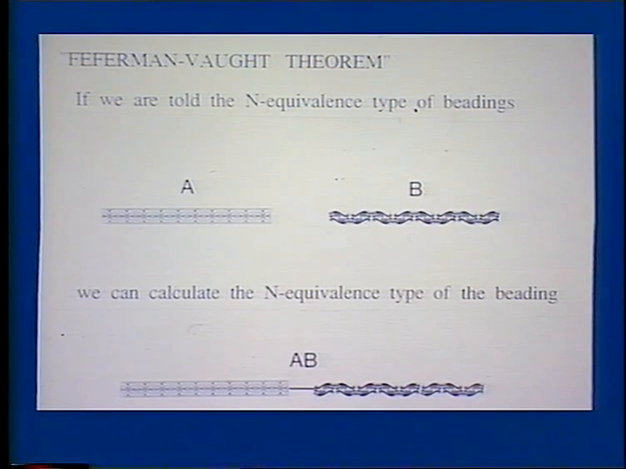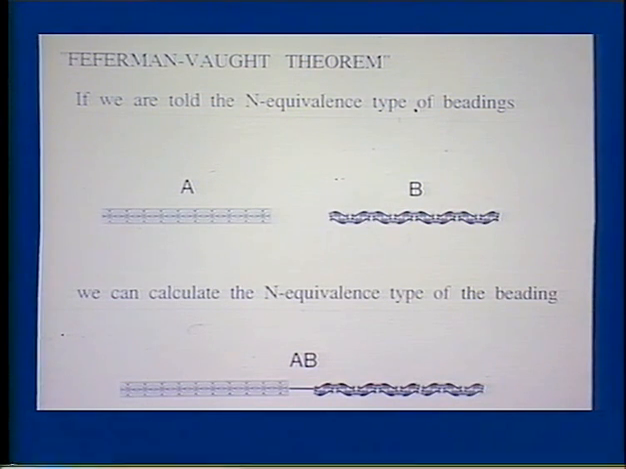Now, there are 2 important points here. The first is that the n equivalence type of the string, first beading followed by second beading, only depends on the n equivalence types of the first and the second. We had that from the replacement theorem just now. But the second point is that you can actually calculate. If you've got a description of the n equivalence types of the 2 separate beadings, then you can calculate the n equivalence type of the beading got by joining them together.